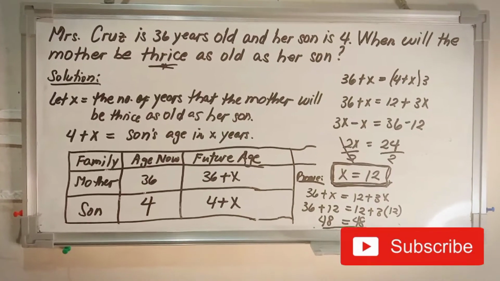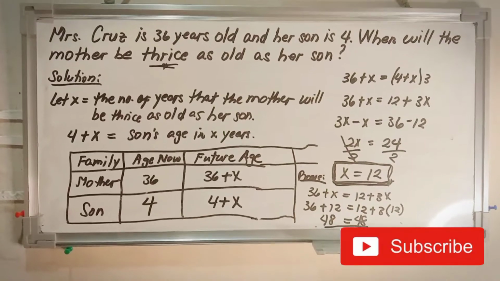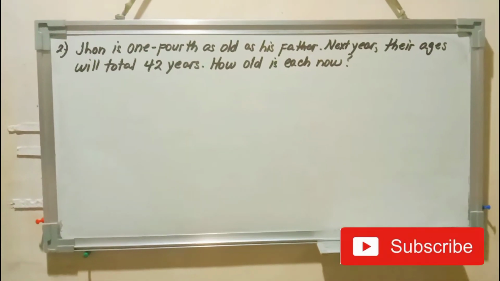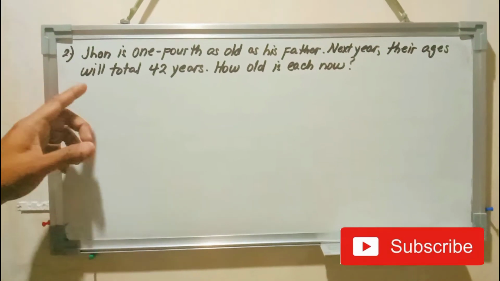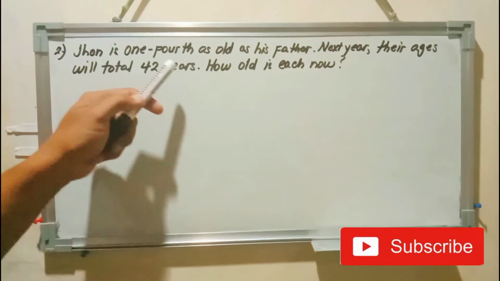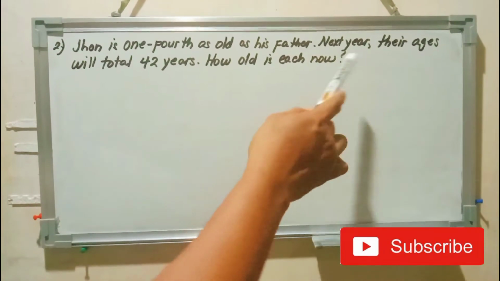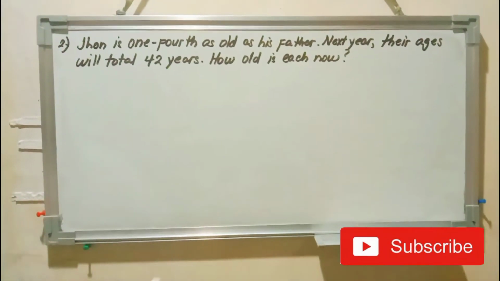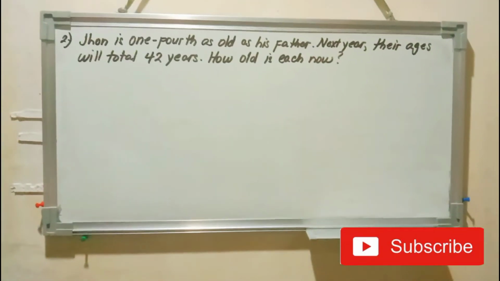Okay, so to understand further, I will give you another example. This is the second problem that I mentioned earlier regarding age problems. It states that John is 1/4 as old as his father. Next year, their ages will total 42 years. The requirement is, how old is each of them now?